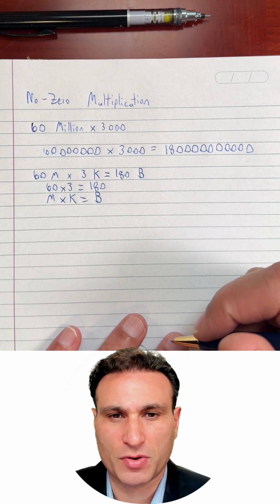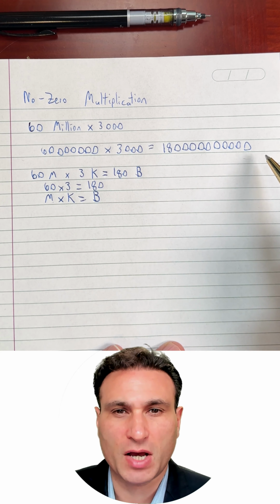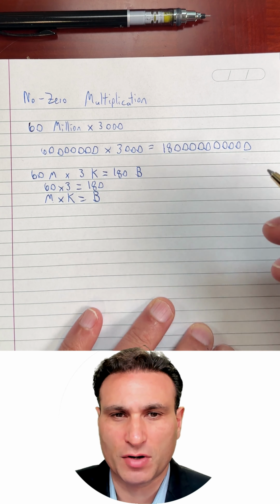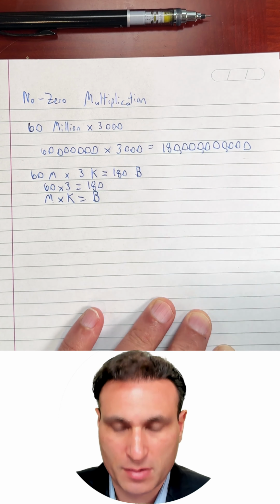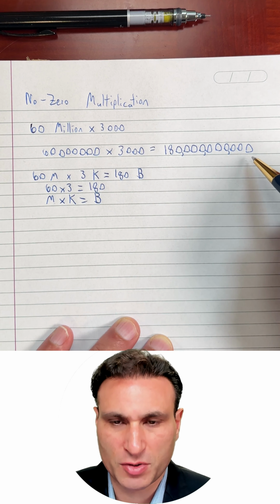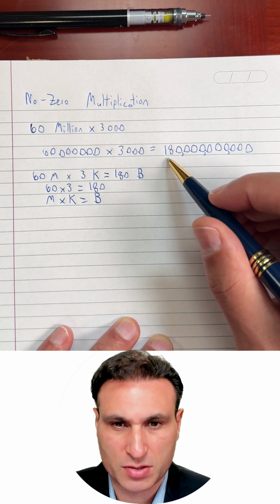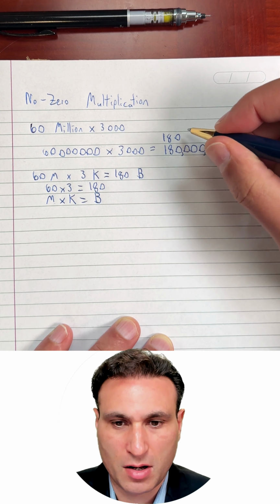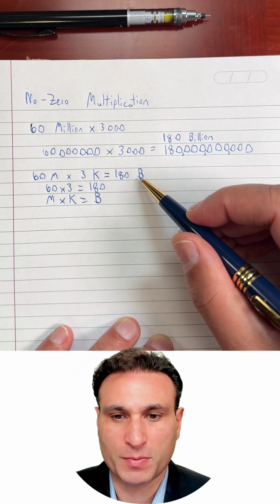If you write this calculation with all the zeros, you'd have this result, which is difficult to interpret as you have to count the zeros to determine the value. To help with this, we place commas every 3 digits starting from the right. So commas go here, here, and here. Interpreting this number, the first 3 digits from the right are ones, tens, and hundreds. The next 3 digits are thousands. The next 3 digits are millions. And the next 3 digits are billions. So the answer is 180 billion. Just like we found with no zero multiplication.